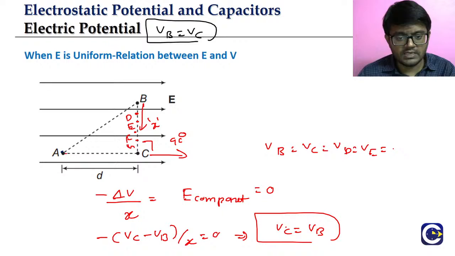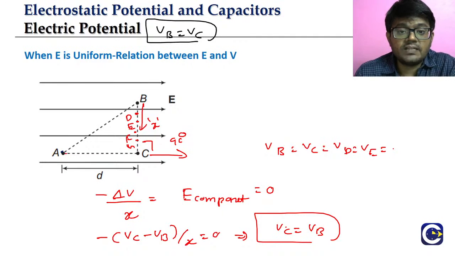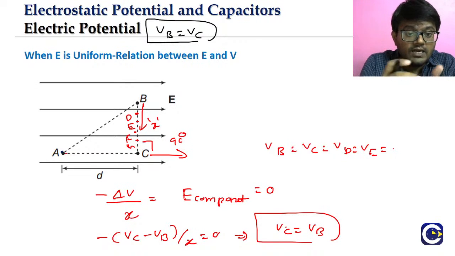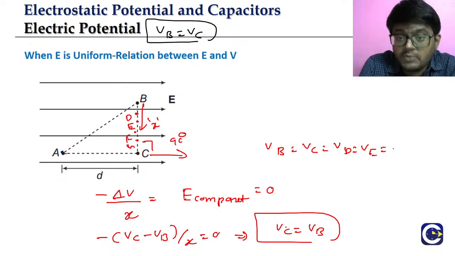We are going to discuss this aspect. We have a special name for that kind of surface, a surface where all the points on it have the same potential.